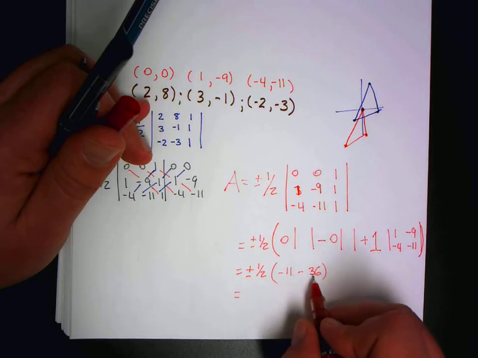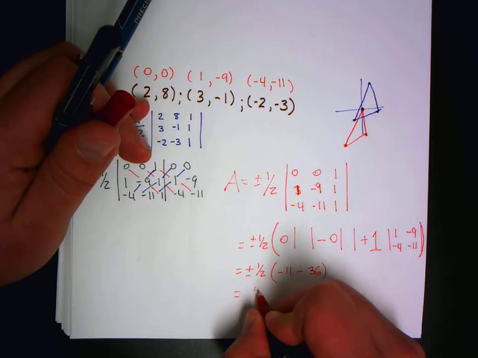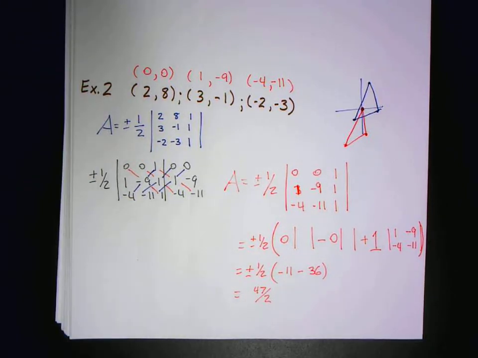So that's 47 halves. It would be negative 47 divided by 2. And then make it positive.